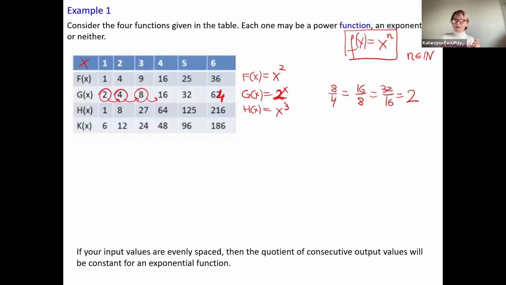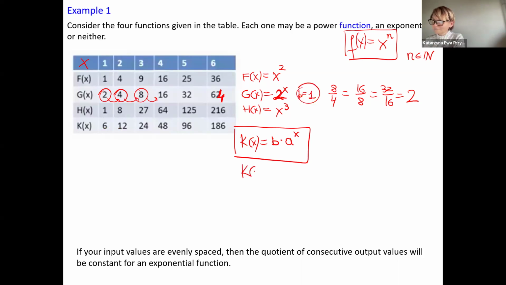And what about the k of x? We can see when we divide 12 divided by 6, 24 divided by 12, 48 divided by 24, we still have a common ratio. That means k of x is b times a to the power of x, because for this one, the quantity b was 1. We have to be careful, because we know that is 2 to the power of x, because that's how we're getting the rate. We're just dividing 2 to the power of x.